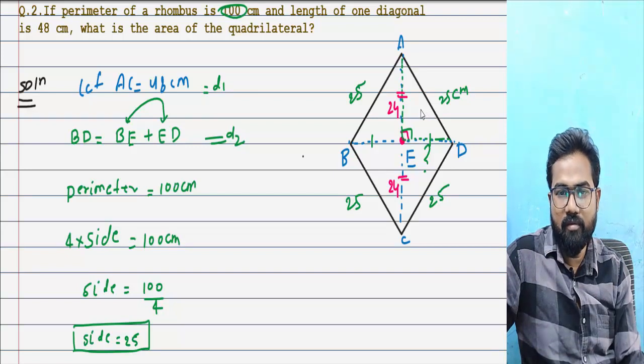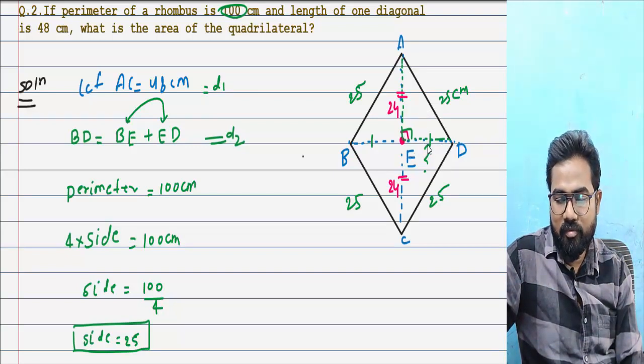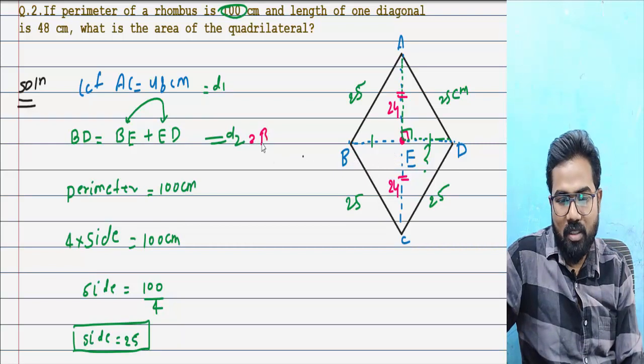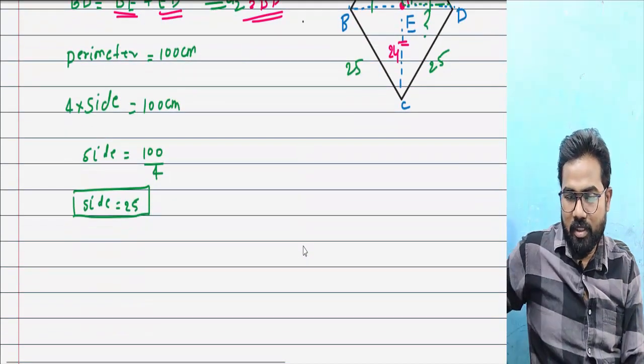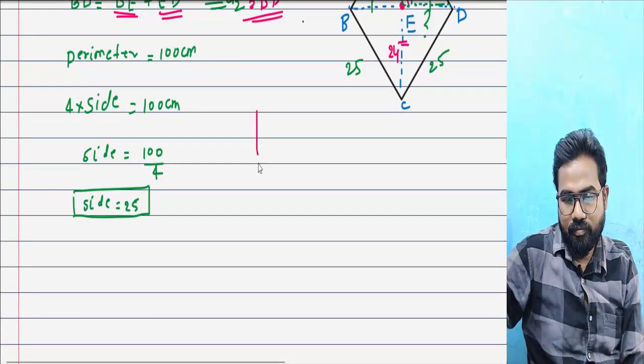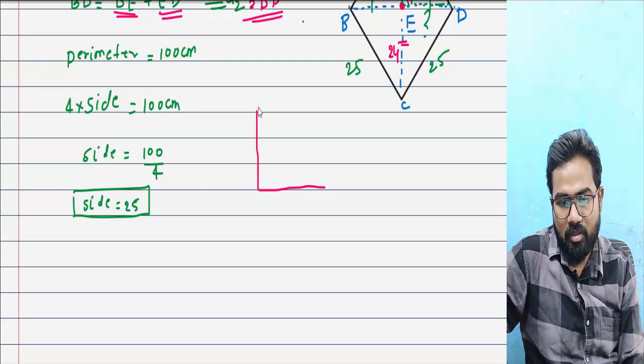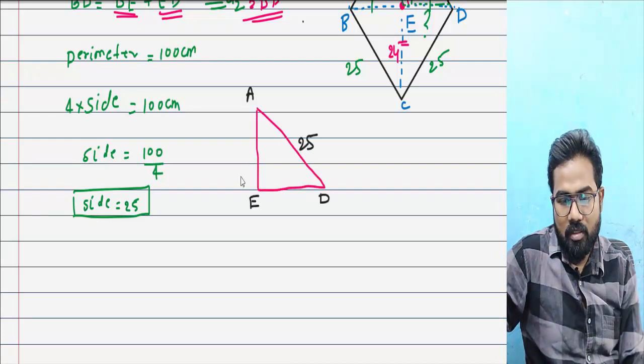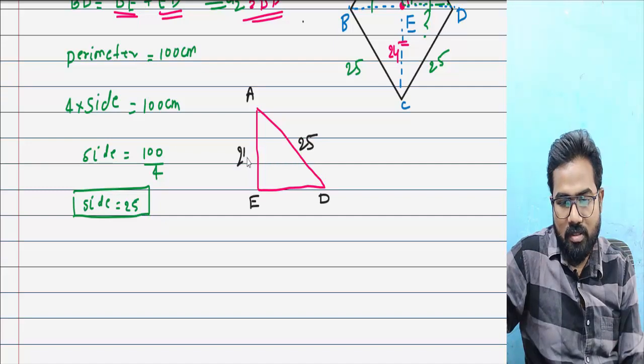So class, from the perimeter we have found the side of this rhombus. Now we need to find the length of ED. Once we have ED, we will make it 2 times, and that will give the length of BD, the second diagonal, which is BD equal to BE plus ED. So you can see over here triangle AED, with E and D. This is the side of the rhombus and this is half the length of one diagonal, 24.